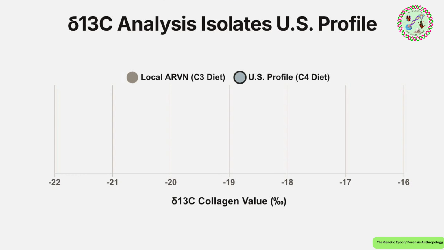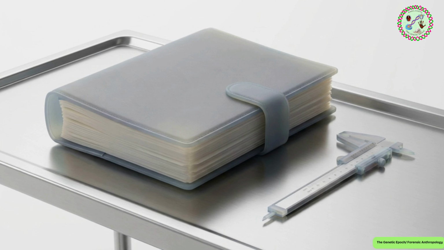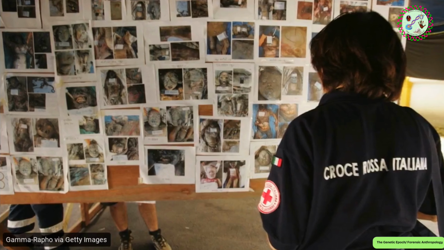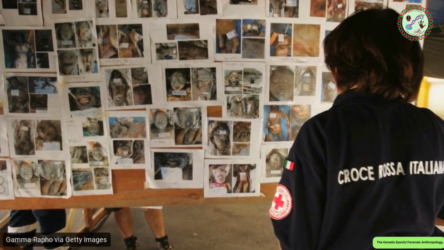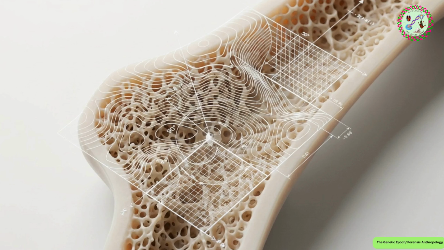Finally, collagen delta-13C analysis isolated the isotopic signature of a single U.S. service member from the commingled local ARVN personnel. Throughout this process, the anthropologist is bound by the SWAG-ANTH Code of Ethics. They must never overstate certainty, and they do not determine the ultimate cause of death. Their role is strictly to read the data, providing the rigorous empirical framework upon which the medical legal system relies to close a case. Human bone functions as a precise mathematical ledger, yielding its record to the correct scientific algorithm.